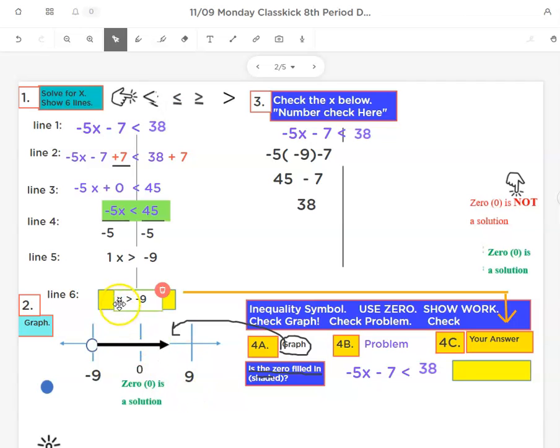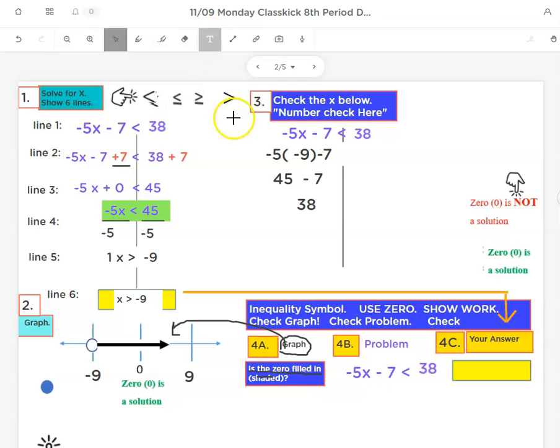What about 9? Is 9 greater than negative 9? Yes. Anything greater than negative 9. What about negative 1? Yes. Anything that's shaded in on this bar, that's what it means, and it keeps going on forever. All of those numbers are solutions to x. So 4a is a yes.